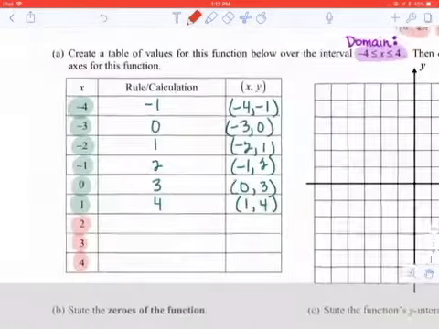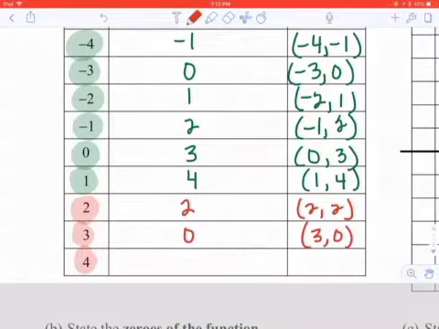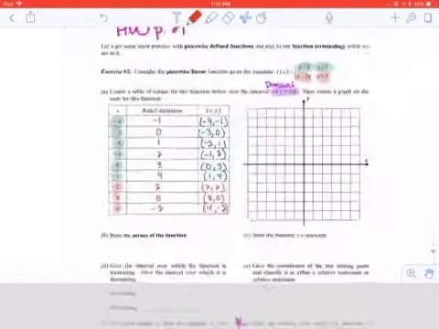And so 6 minus 2 times 2 is 2, so that's the point 2, 2. 6 minus 2 times 3 is 0, so that's the point 3, 0. And 6 minus 2 times 4 is -2, so that point is 4, -2.